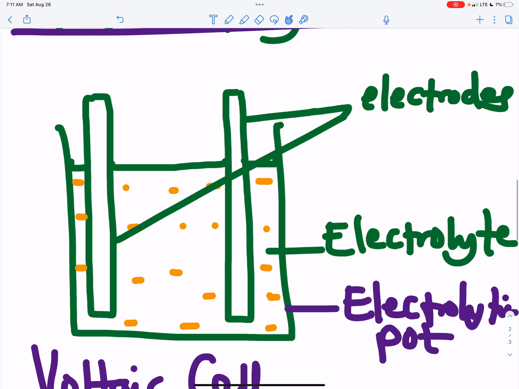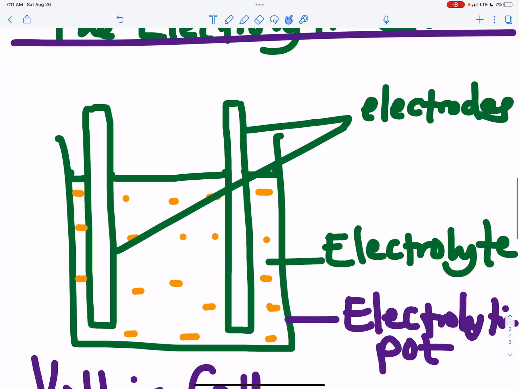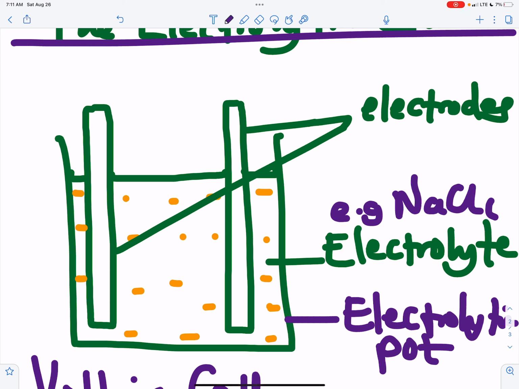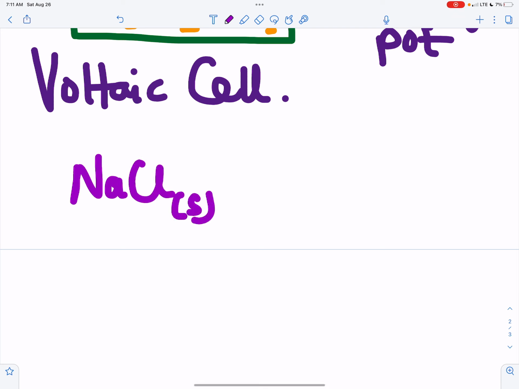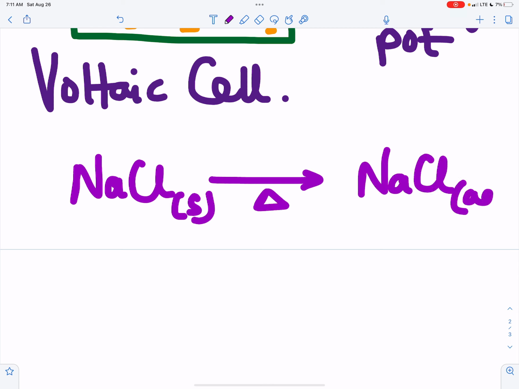So, what else? Now, let's take the electrolysis of sodium chloride, for example, molten sodium chloride. When I say molten sodium chloride, let me explain what I mean by molten. When we say molten sodium chloride, we mean sodium chloride that's in solid form and now heated to become sodium chloride in liquid form.